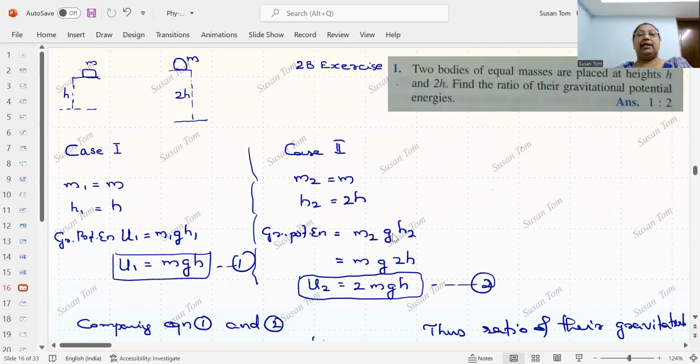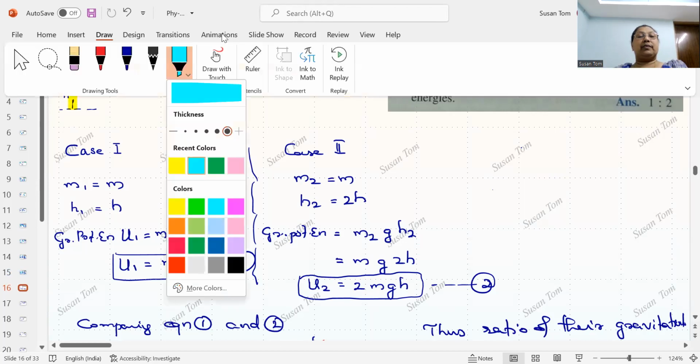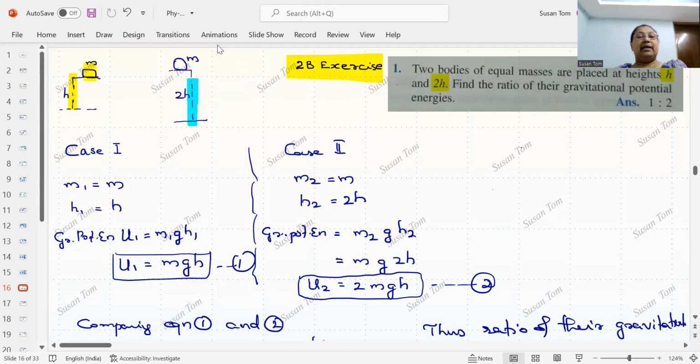We are now, children, entering into 2B exercise. 2A exercise is over, I think 16 questions. Come to 2B exercise. Two bodies of equal masses are placed at height h and 2h. First one is at height h, the other is at 2h. Find the ratio of their gravitational potential energies. Consider this is the first body kept at a height h from the ground, and the second one is kept at 2h height.